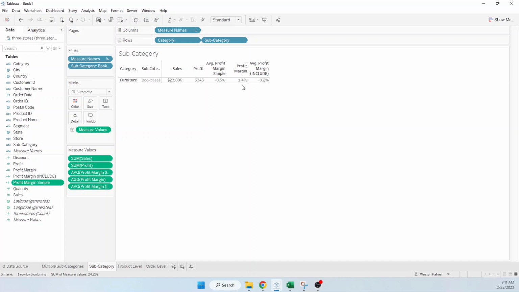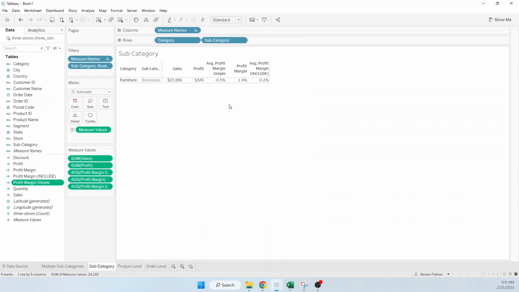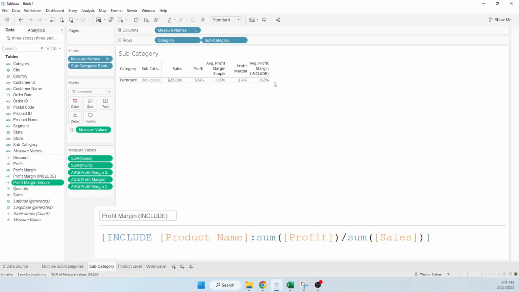What is this 1.4 telling you? Well, if you were to take this 345 divided by this 23886, it would give you 1.4%. So at this level, it's ignoring all the other product names, and it's just calculating the profit at the total level. At the include, it says include product name. It's assuming that you're going to calculate that formula at the product name level, and then you're going to take this average.